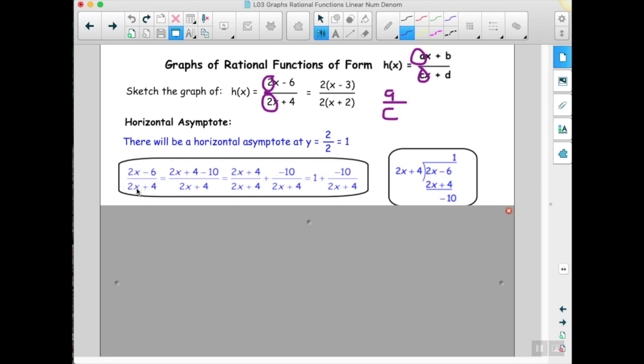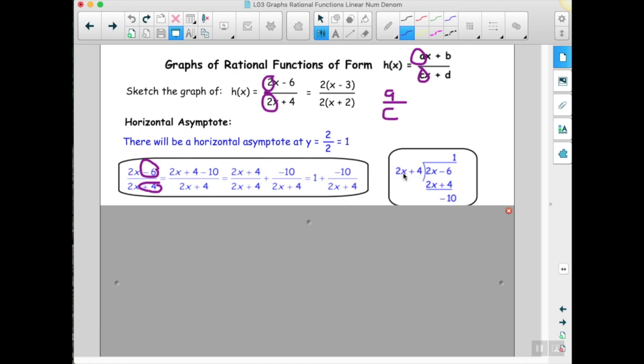One, because both of these are linear, I should be able to break this up, -6, to create +4, which is what I did here. 2x plus 4 minus 10, that's -6. That allows me to split this into 2x plus 4 over 2x plus 4 plus -10 over 2x plus 4, and that's going to give me 1 plus -10 over 2x plus 4. And that's an alternative to long division.